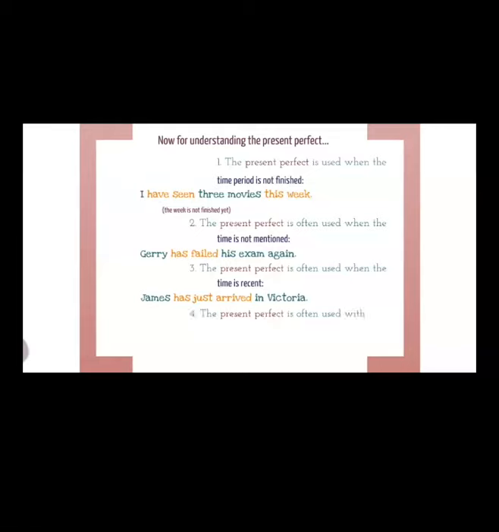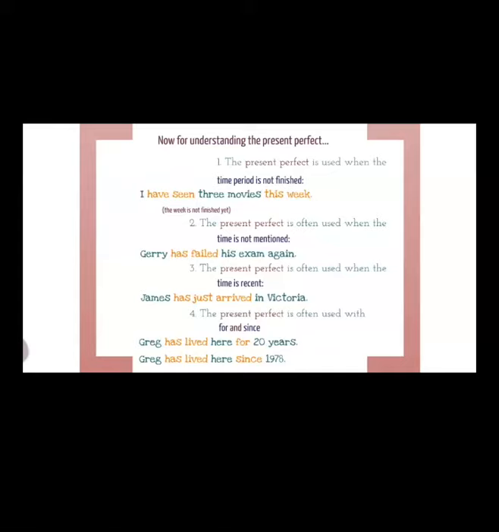Okay, another way to use the present perfect is often with for and since. Okay, so we use for and since when we are talking about time, when we are talking about years. Okay, as an example, Greg has lived here for 20 years. Okay, another example is Greg has lived here since 1978. Okay, so they give us a specific time.